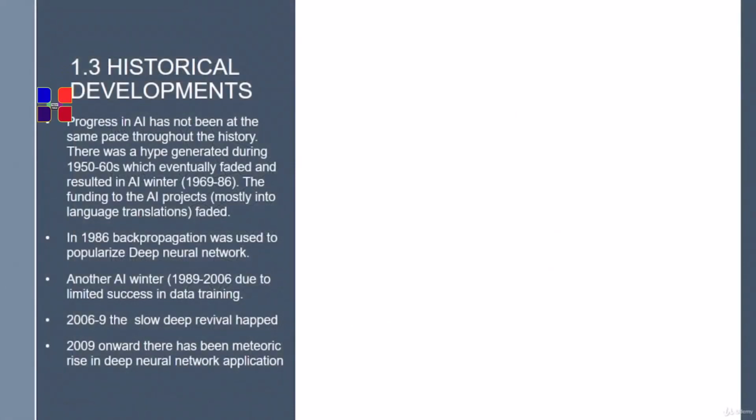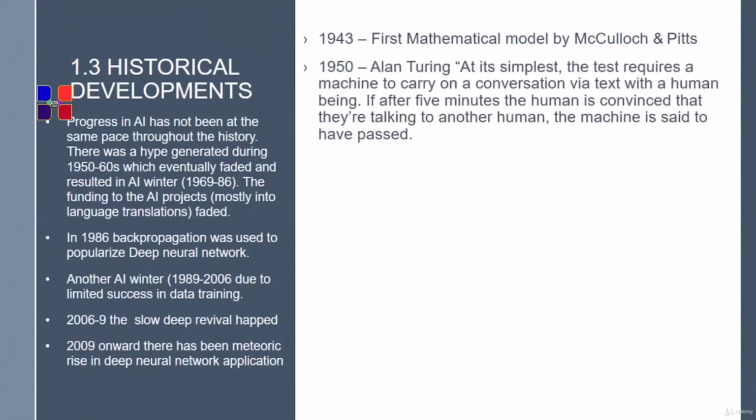So this is a bit about the historical development, how AI research and deep learning have progressed over time. And as I said, this is very old. It started as early as the 1950s with the MP neuron, and then there were some breaks in between. There was an AI winter in 1969-86. Then different things started, and these are some of the milestones that we talk about when we talk of deep learning. 1950, Alan Turing, I think this is one of the most famous tests that even today is applicable. What we call the Turing test is a simple test that requires a machine to carry on a conversation via text with a human being, and if after 5 minutes the human is convinced that the other party is a human being, then the machine is said to have passed the Turing test.